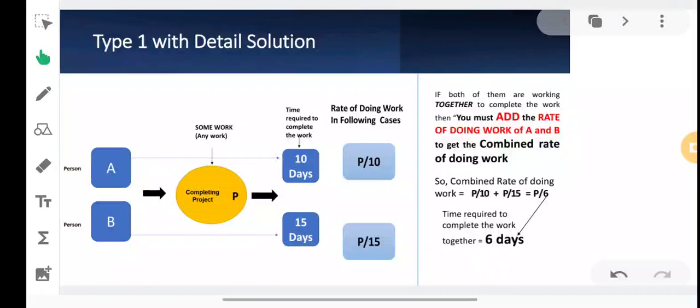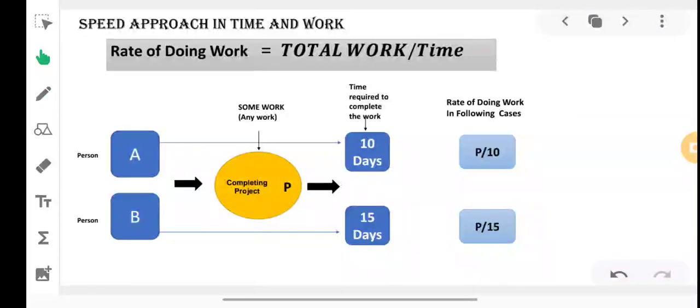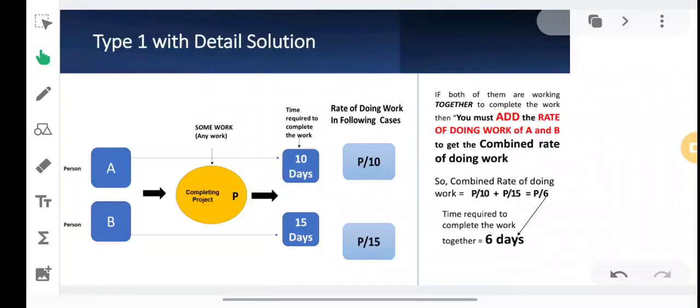How do we conclude that the time required to complete the work reduces to 6 days? Here, the rate of doing work is P by 6. So, what's our formula here? Rate of doing work is total work upon time. Total work is constant, project P. So, rate equals total work upon time.